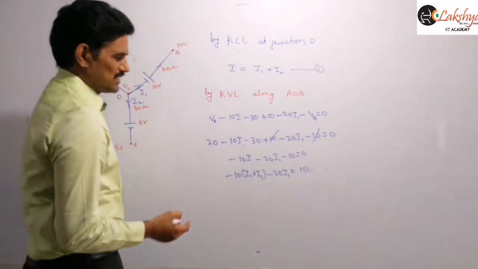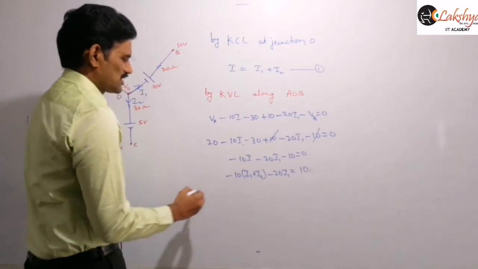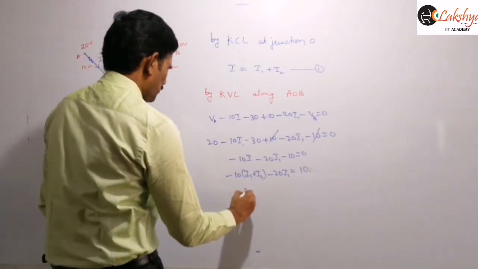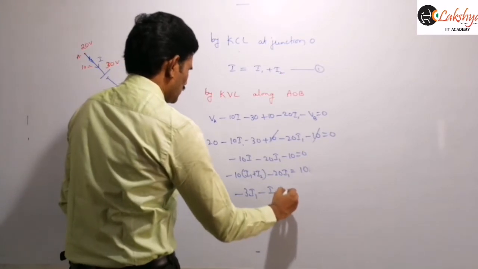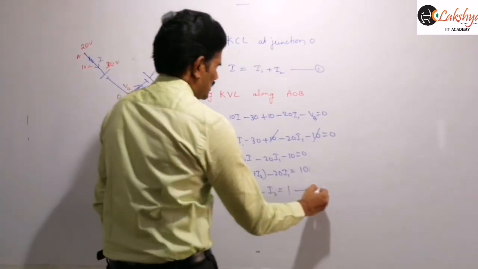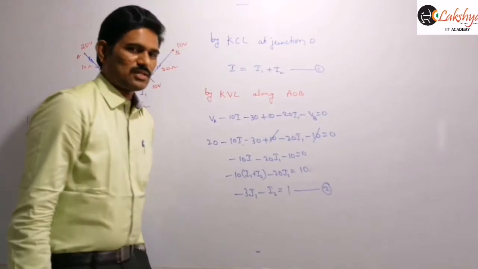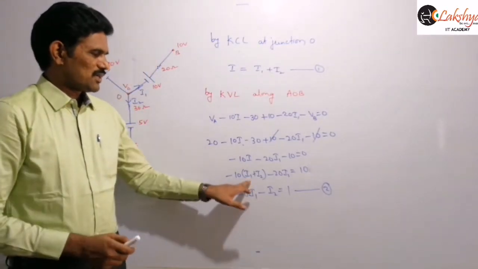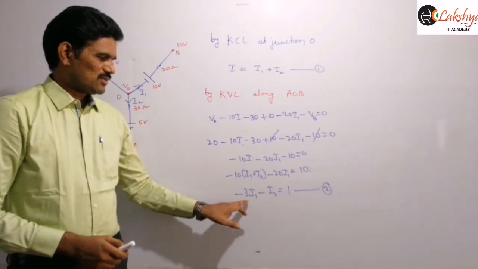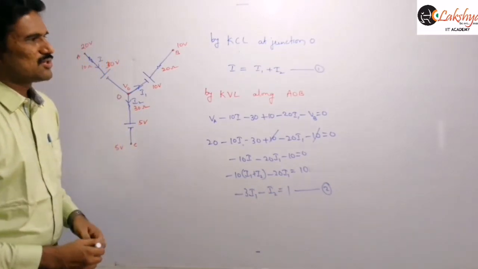You can cancel that 10, then you can simplify this I1 and I2. Minus 3I1 minus I2 is equal to 1. So this is equation 2. Is it clear? We are dividing by 10 and then simplifying this. Minus I1 and minus 2I1 is there, so minus 3I1. So that is our equation 2.